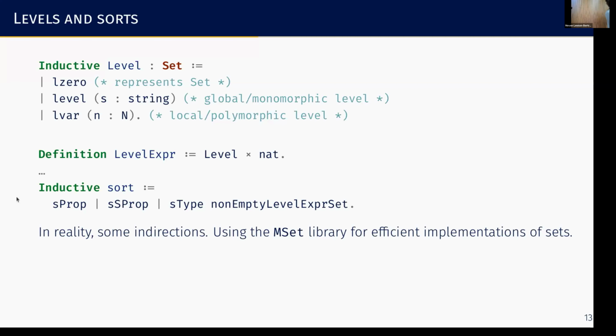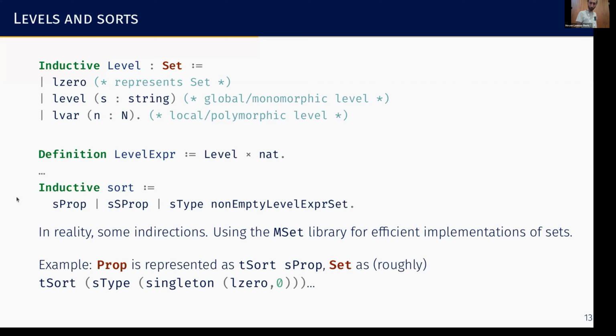And then a sort is going to represent either Prop or SProp, so these are just fixed, or Type with a set of these expressions, which represents the max of all the things that are in the set. So if you've ever played with universes, you have this max of a bunch of things, and that's how it's represented. In reality, there's a little bit of indirection, so these data types are not exactly like this, but that's basically the idea. And we're using these set libraries to have efficient implementations because these things can get quite big. So we're using these to get a bit faster there.